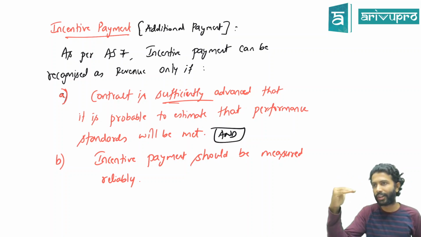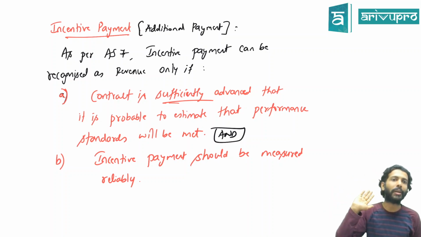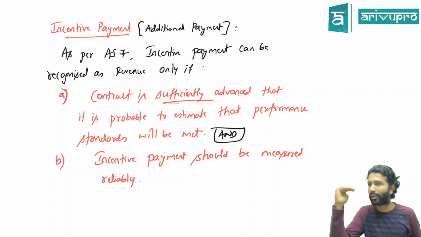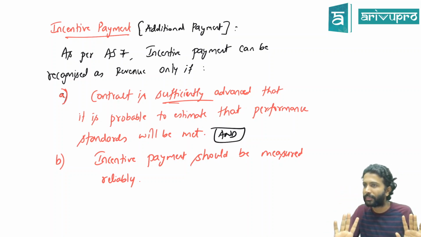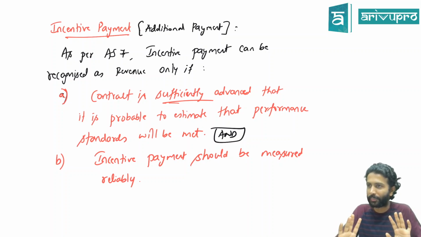The contract should be at that stage where you can tell whether that standard will be met or not, whether that target will be met or not. This is subjective. You can't put a cap on this. You don't ask me percentage. Subjective, case to case basis, you'll have to take a call. What is sufficiently advanced is a subjective matter. Fair enough? Hence they will not give you in percentage and all, don't worry.